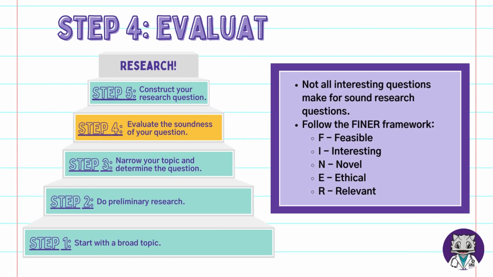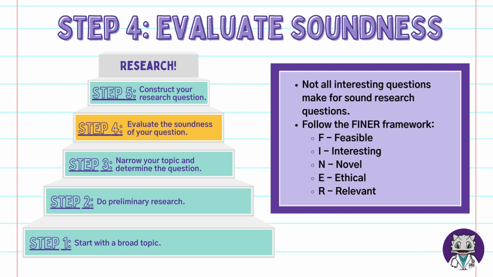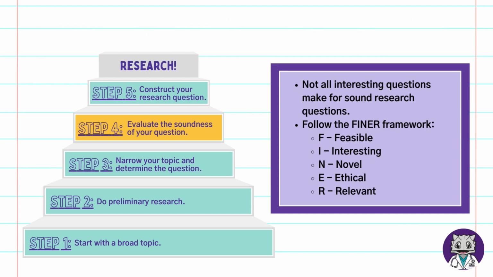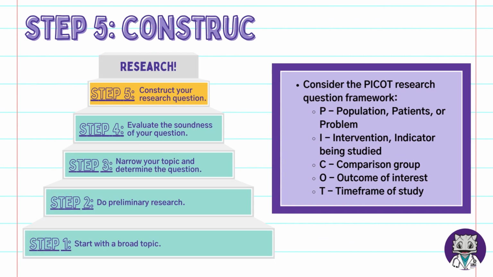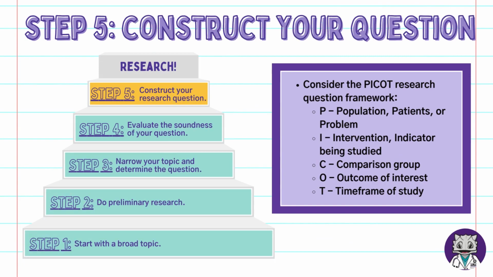Step 4 of developing a good research question is to evaluate the soundness of your question. Not all interesting questions make for sound research questions. You can do this by following the FINER framework. Is your question feasible, interesting, novel, ethical, and relevant? In this evaluation, you must also ensure that your research question is designed appropriately to answer the question you are asking. The final step is to pull everything together and construct your research question.